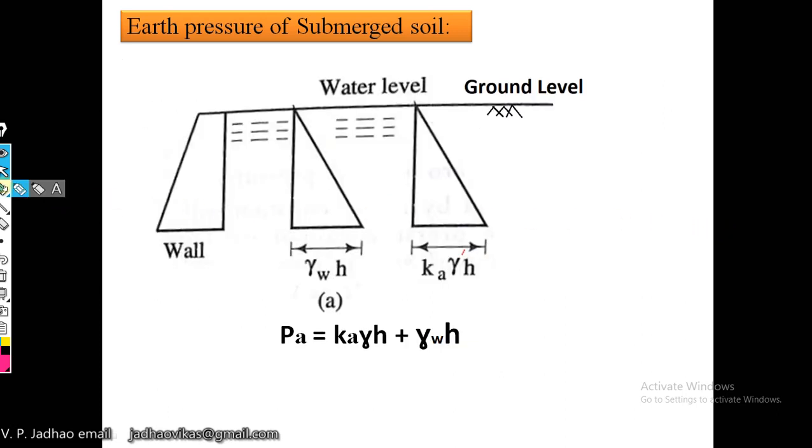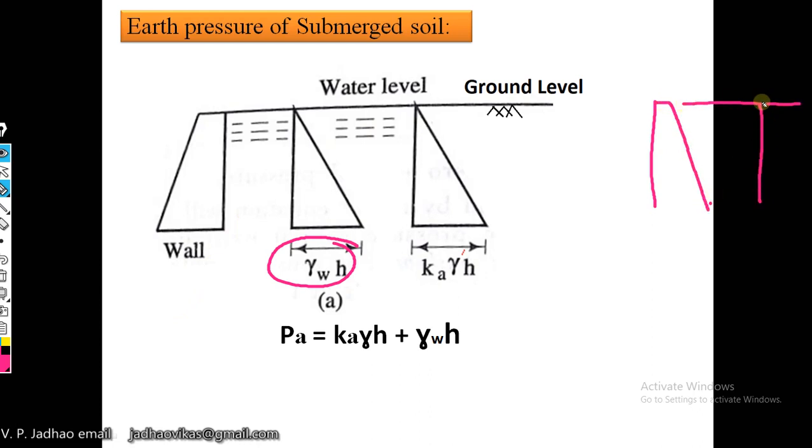There may be a possibility that the water level is here at the ground level. Again, the ground level is matching with the water level. Then two different pressures will be acting on this retaining wall. The first one is due to water, and the intensity will be gamma w into h. We know that if some dam is retaining some water, then the pressure intensity is gamma w into h.